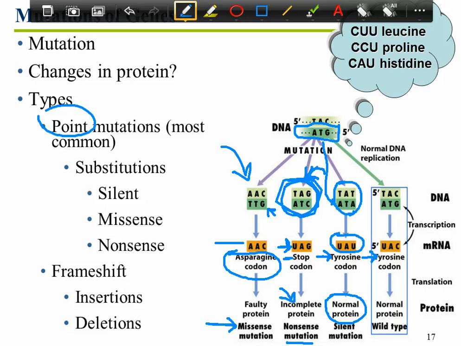The other two bases in the codon of the mRNA have not been affected. Okay, point mutations. They're the most common. So there are substitutions, which I just took you through, where we substitute one base for another. Now the other one, a little bit more devastating, is a frameshift mutation, and this would be exemplified by an insertion or a deletion.